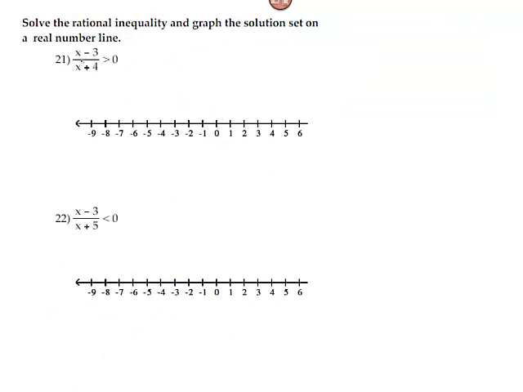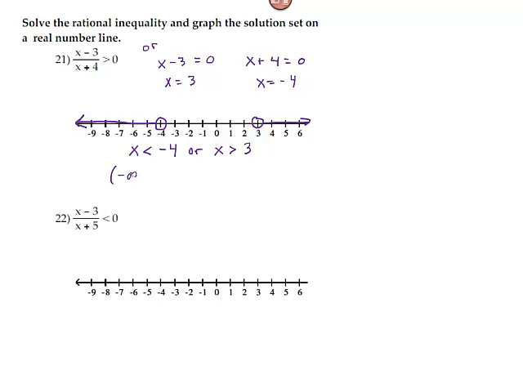Let's try this now with some rational inequalities. So this is going to be an or problem because of the greater than. We need to set the top and the bottom equal to 0. So x equals positive 3, x equals negative 4. So we put our open circle or parentheses, shade out. And if we wanted to write this as inequalities, we would have x is less than -4 or x is greater than 3. And as set notation, you go from -infinity to -4 and from 3 to infinity.